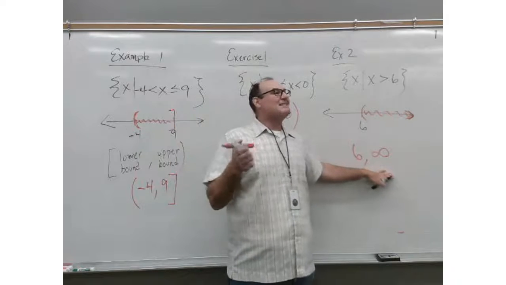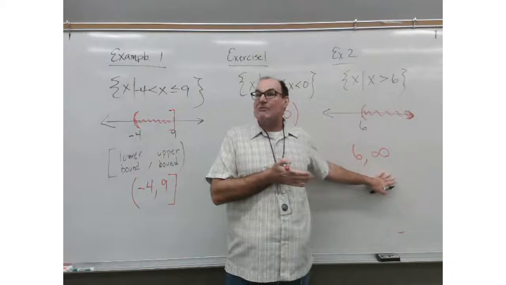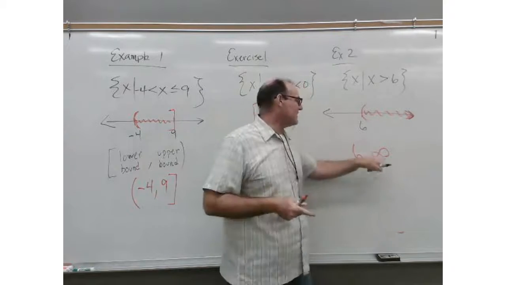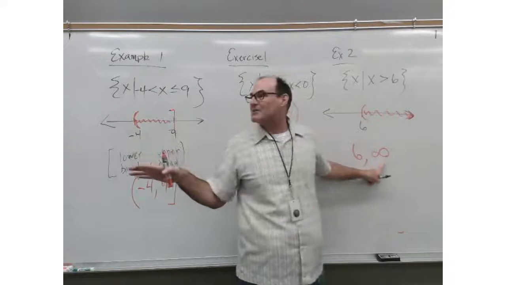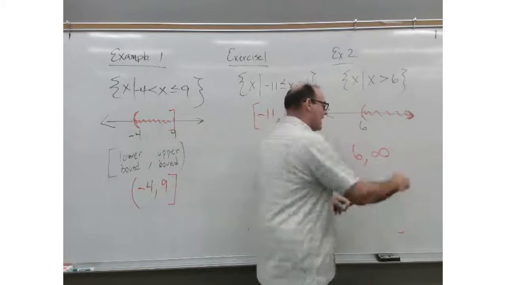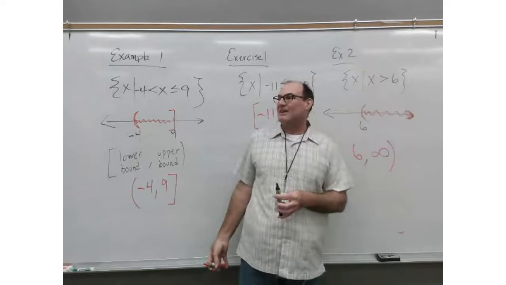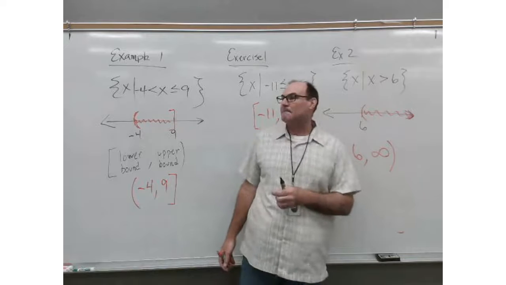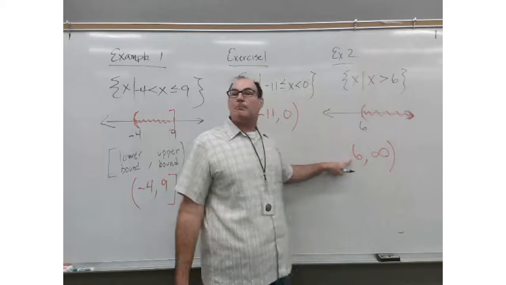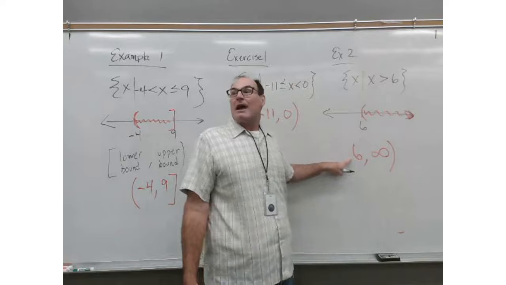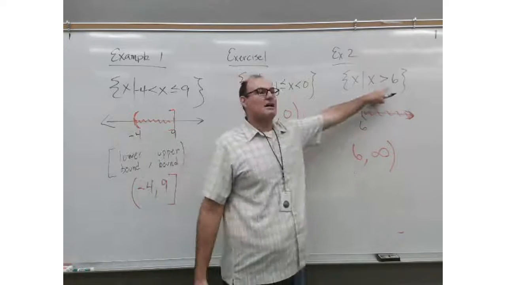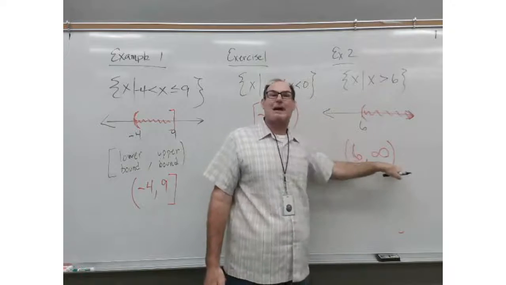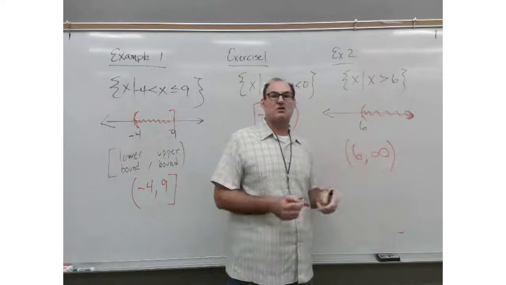Infinity is not a destination. It is a direction. Okay, you never get to infinity. And because of that, at the infinity side of this, no matter what else is going on, you always use a parenthesis at infinity. You'd never use a bracket on the infinity side because you can never equal infinity. What am I going to put at the 6 side of this? And the reason I use a parenthesis is because of the no equality. Okay, so those two things are separate decisions. Okay, so just keep that in mind.